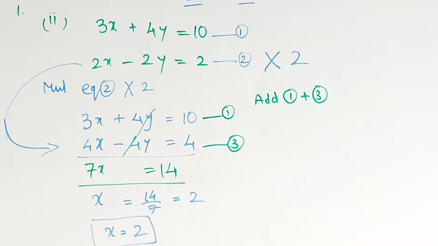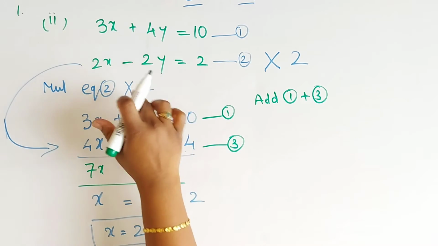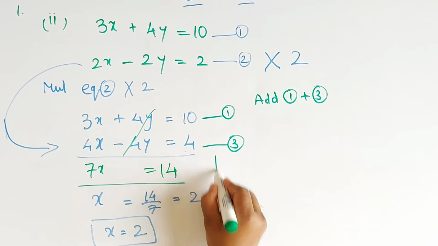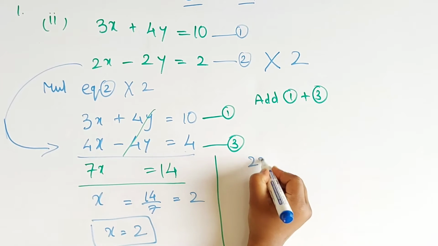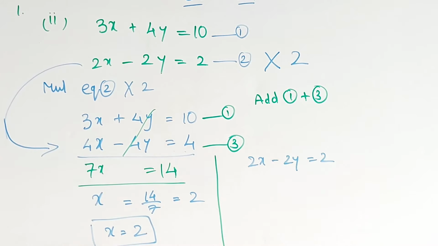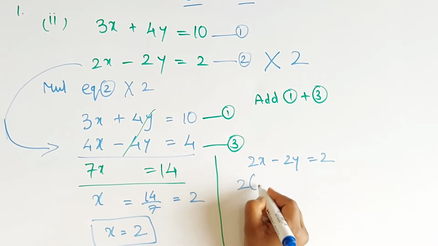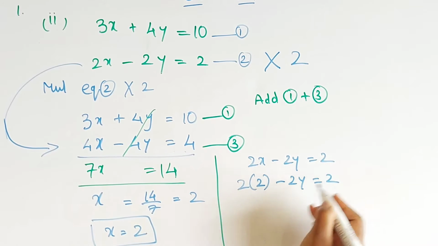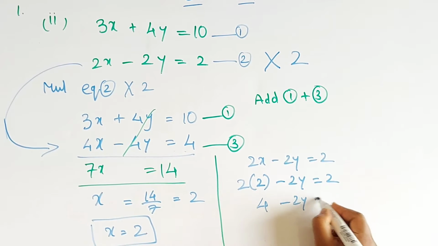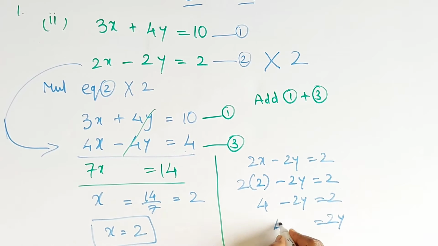Now y value. So how to get y value? Substitute this x value in any equation. So I am substituting in second equation children. So second equation is 2x minus 2y equal to 2. What is x value? 2 children. So 2 of 2 minus 2y equal to 2 children. 2 2s are 4 minus 2y equal to 2. Now minus 2y will go right hand side, that is 2y equal to 4 minus 2. Now 2y equal to 4 minus 2 equal to 2, y equal to 1. 2 by 2 is 1. Here x is 2, y equal to 1.